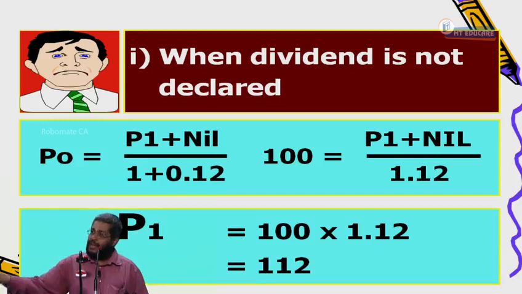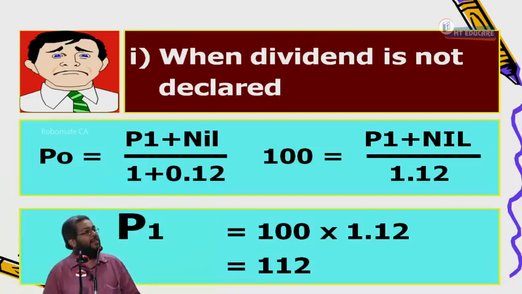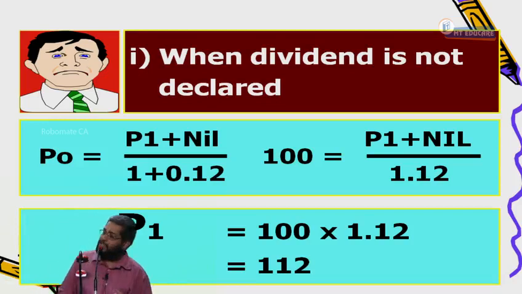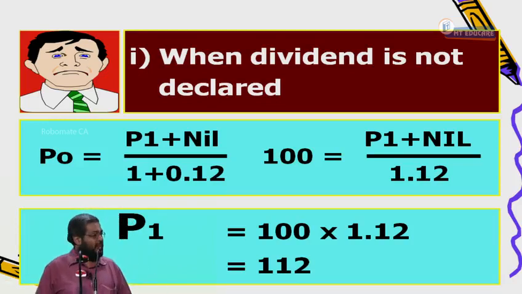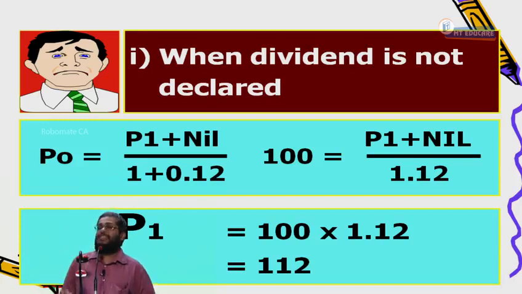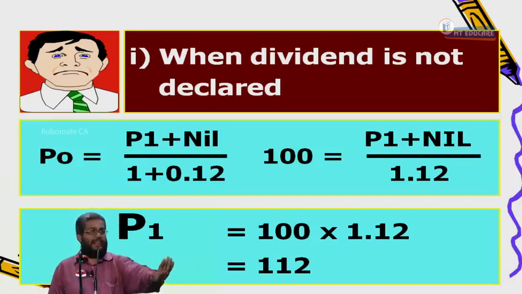That is why I am willing to pay 100 rupees today by discounting at 12%. Reverse way of understanding it. Are you following or not? The share price expected a year from now is how much? 112. You are the investor, you are expecting like this. You are expecting that the share will trade at how much rupees?